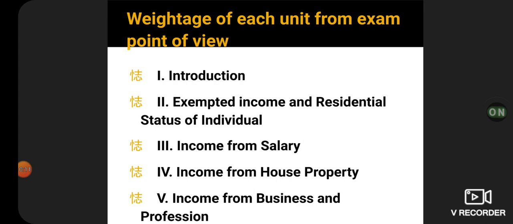So this is what we had to see in today's class, that is the brief introduction about the subject or the syllabus of income tax which you are going to study during the 5th semester of your BCom. In the next class we are going to start directly with the syllabus of the first unit, that is, we are going to learn the very basic concepts or terms that are used in the income tax subject.